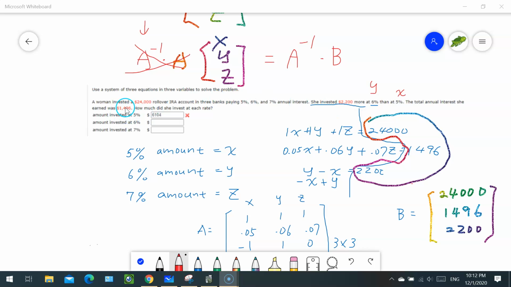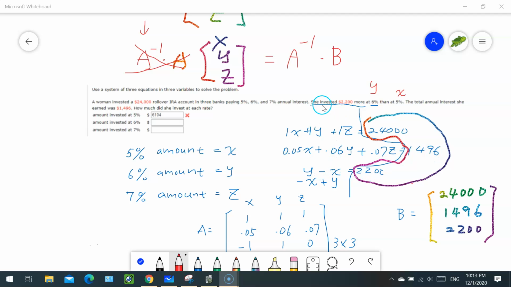The interest money she earned was $1,496. The interest you earn is the rate multiplied by the amount you invested. So I have 0.05x plus 0.06y plus 0.07z equals the interest money.